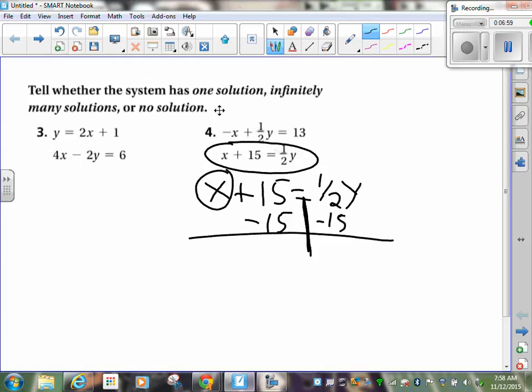So when I do that, they cancel. I get X equals 1/2 y minus 15. And draw a line underneath it. I'm using blue because it stands out compared to the black. So if you have a pattern pencil, you can switch off and make things easier also. So now, what am I going to do?